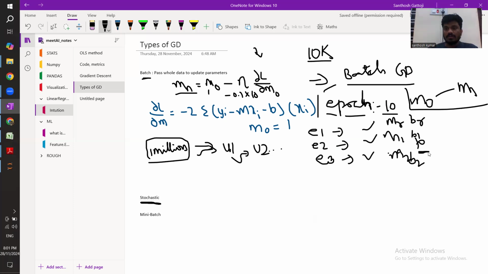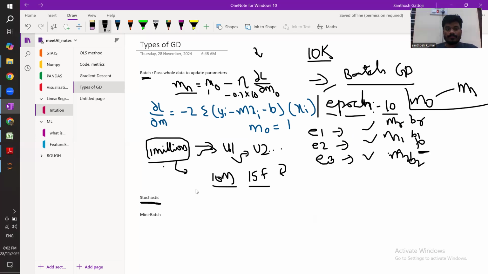And this is only for 1 million, but in a practical case you will have millions of records, and that too with multiple features. So for example, if you have 10 million records and some 15 features, which is very possible, it will take forever if you use batch gradient descent.